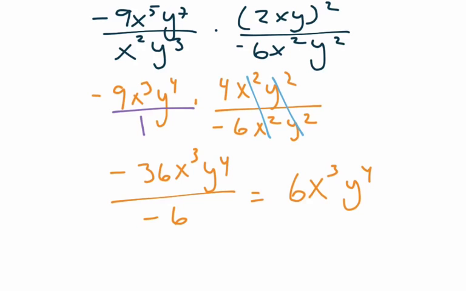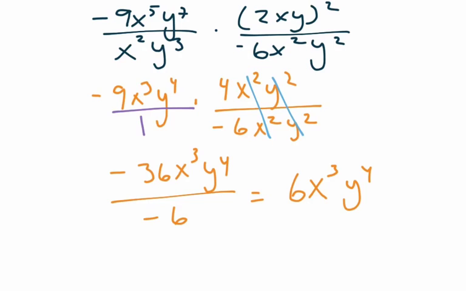Then I multiplied. Negative 9 times 4 is negative 36. So I have negative 36 x squared y to the 4th in the numerator. And then the only thing I have left in the denominator there is the negative 6. And then negative 36 divided by negative 6 is positive 6. And again, once you cancel everything out in the denominator, it's okay to leave it as 1. So my final answer was 6x to the 3rd, y to the 4th.